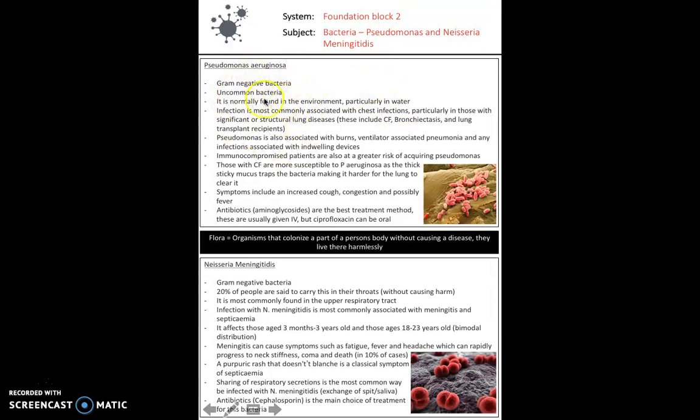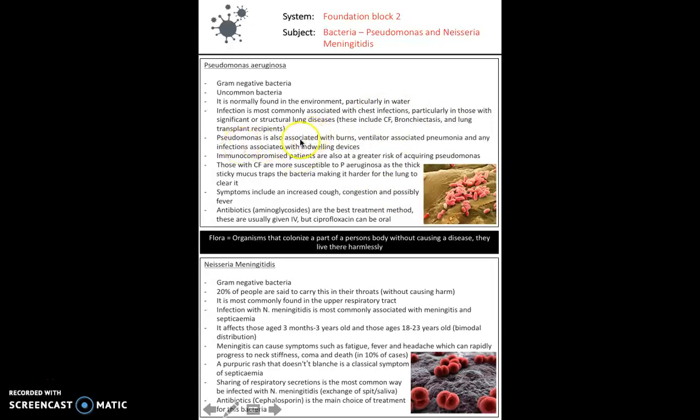Moving on with bacteria, we can look at Pseudomonas aeruginosa. So this is a gram-negative bacteria, and actually it's fairly uncommon as it's normally found in the environment, particularly in water. So infection with Pseudomonas aeruginosa is most commonly associated with patients who are suffering from cystic fibrosis or bronchiectasis, so those who are immunodeficient, and it usually causes chest infections in those patients.